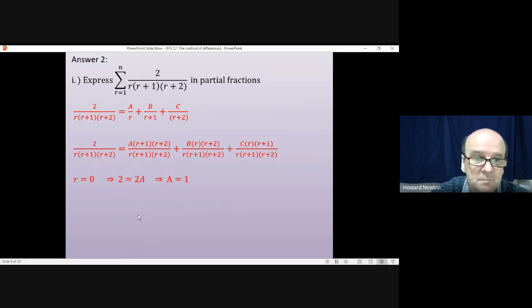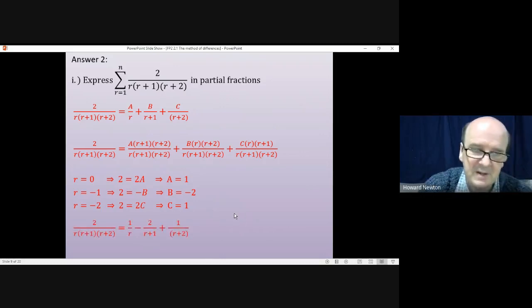These terms just vanish. We can do something very similar by setting r equal to minus 1, in which case the first term will vanish and the last term will vanish. All we'll have is the middle one, and we'll have minus 1 times plus 1, which is minus 1. So we'll get 2 equals minus b. It doesn't matter what r is, we're always going to get 2 on the left-hand side. b equals minus 2. If r equals minus 2, the first and second terms vanish, and all we have is the last term. If r is minus 2, that'll be minus 2 times minus 1, which is plus 2. So 2c will equal 2, which means that c equals 1.